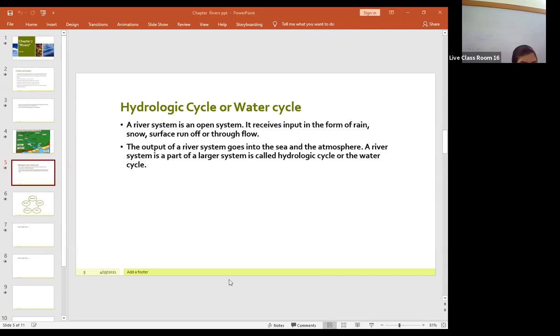If we talk about the water cycle, the hydrologic cycle, that is a closed system. And we can say it's the whole movement of the hydrologic cycle involved with four processes. In your book you can see what the four processes are. Can anybody tell me the names? Precipitation, transpiration, evaporation, condensation. Exactly.